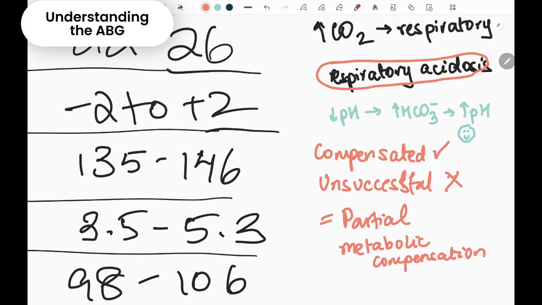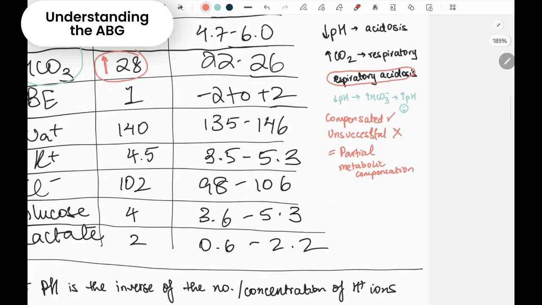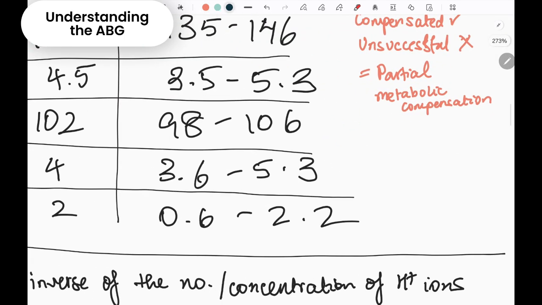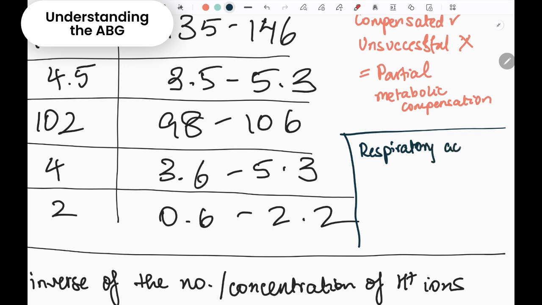So what does this ABG show us? Now when you explain it to the consultant, the ABG shows respiratory acidosis with partial metabolic compensation.